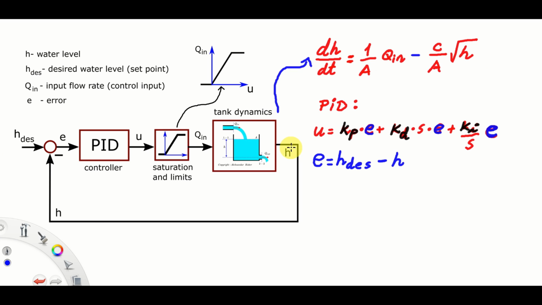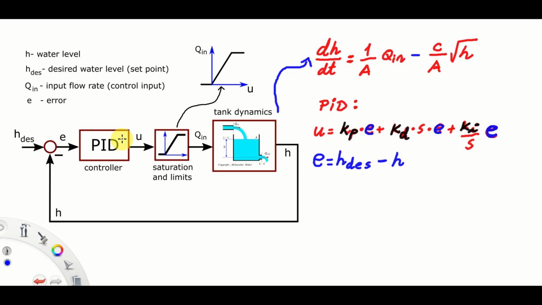Let's identify the inputs and outputs of this block. The input is QIN. QIN is the input flow rate to the tank, and here's the term over here. The output is H. That is, over here we assume that there is a sensor measuring the fluid level inside of the tank. The dynamics of H is described by this nonlinear differential equation.